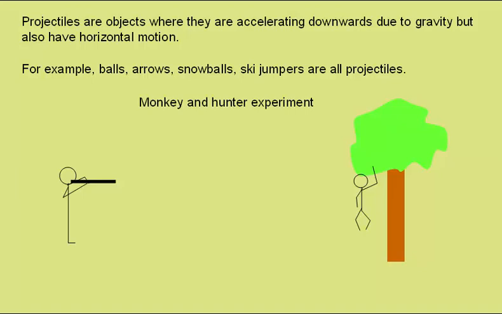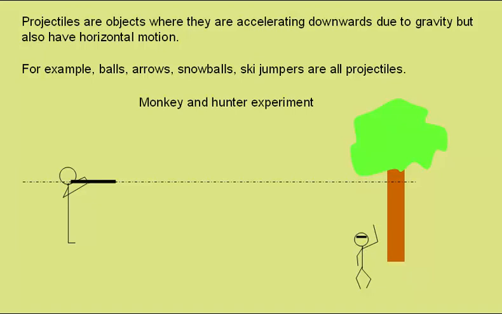Here we have the situation with a monkey hanging from a tree and a hunter with a gun. The gun is directly in line with the head of the monkey. The monkey has the idea that if he lets go of the tree at the instant the gun is fired, the bullet will go over the top of his head. But in fact, this is what is found to happen. The bullet falls at the same rate as the monkey, and so the monkey has no chance.